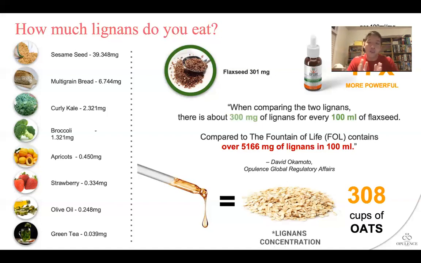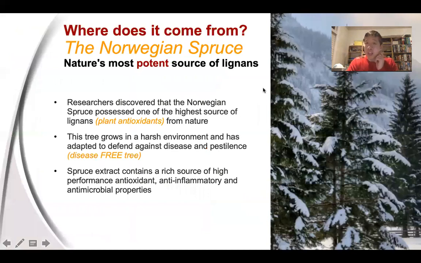So again, for me, Fountain of Life is the simplest solution. A common question is, where did Fountain of Life come from? It came from a very special tree called the Norwegian spruce tree. The story basically started back in Finland, where the scientist, of course, had his backyard full of these trees.